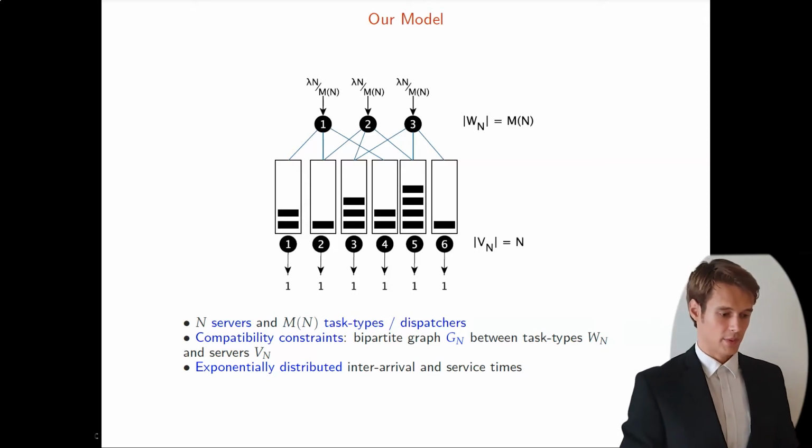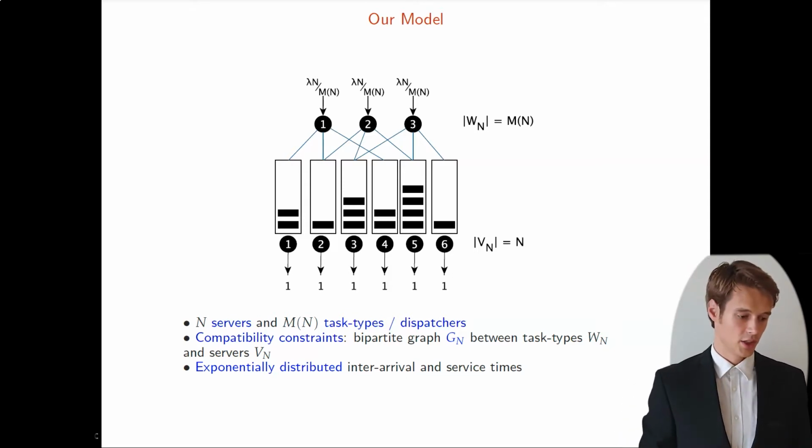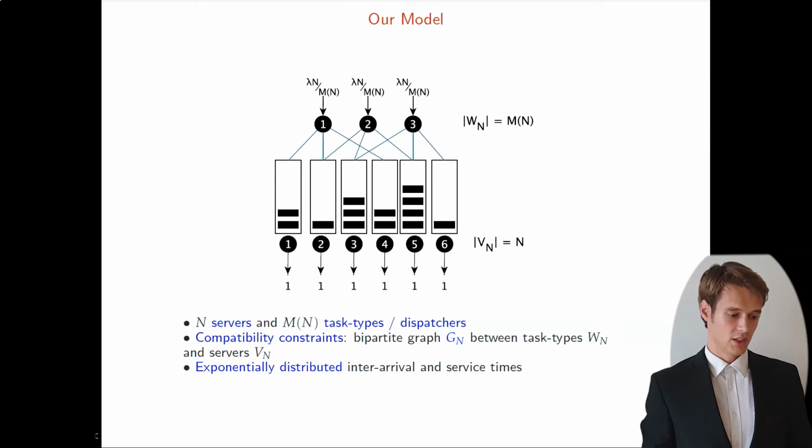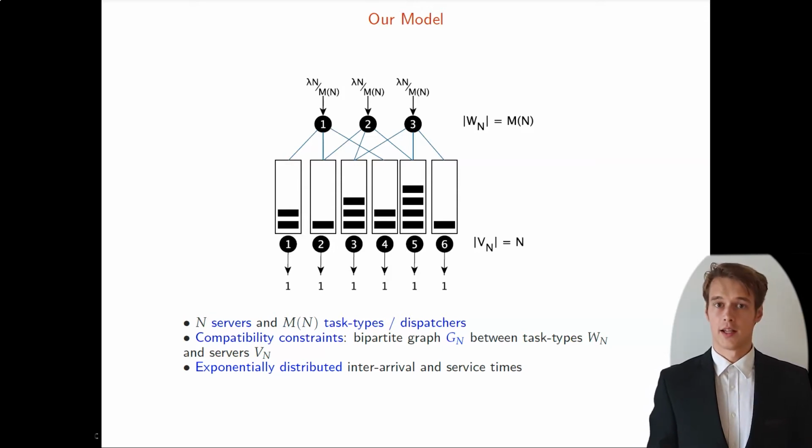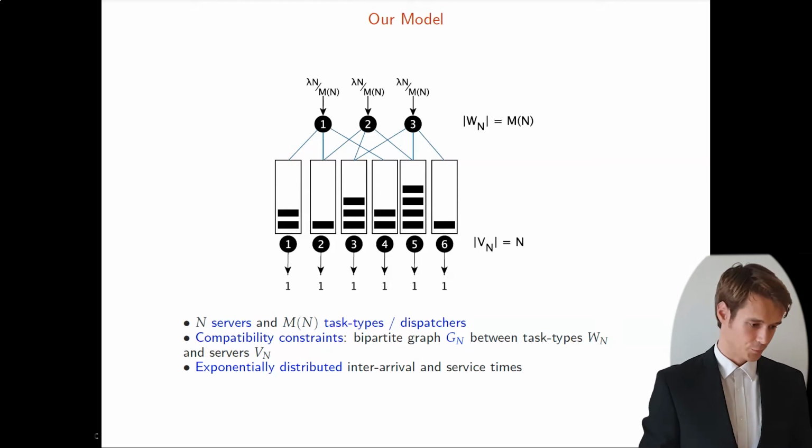We see M dispatchers at the top. They each get tasks from a Poisson arrival, and they route their jobs to one of the servers. We have N servers on the bottom, and each server handles the jobs at an exponential rate of 1. So we have Poisson arrivals and exponential service times.